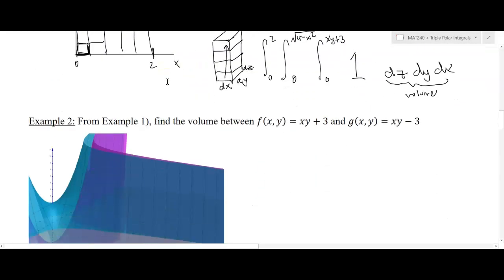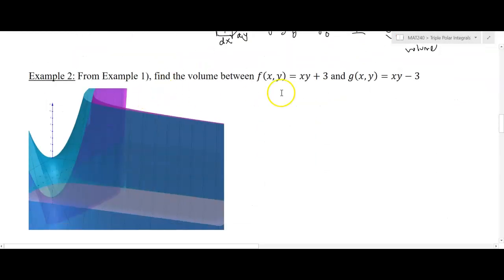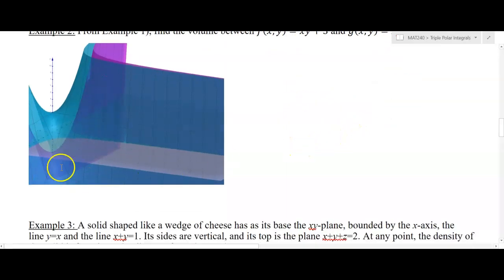Now, where this would be super convenient is, say we wanted to find the volume between two surfaces, f of xy equals xy plus 3, and g of xy equals xy minus 3. You can see that the purple surface, the one on the bottom, is g of xy, and f of xy is this teal surface, and we want to find the volume in between these two surfaces. So we couldn't really do that with the double integral.